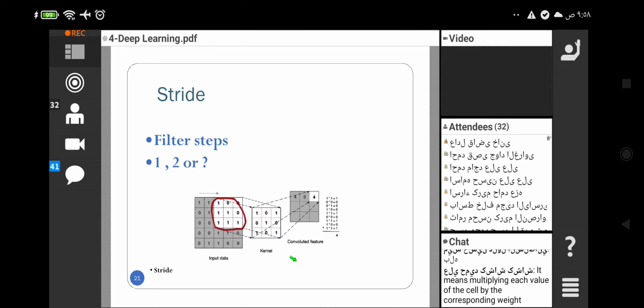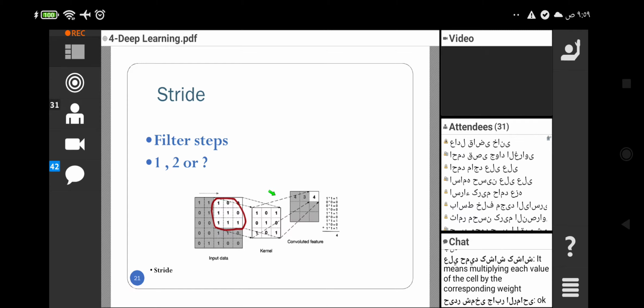Okay, one other parameter that we have in the convolution layer is the filter step. What does filter step mean? Filter step means that when the kernel is moving on the input, what is the step of the kernel? Okay, listen to this. I said that the center of the kernel is moving on the input.